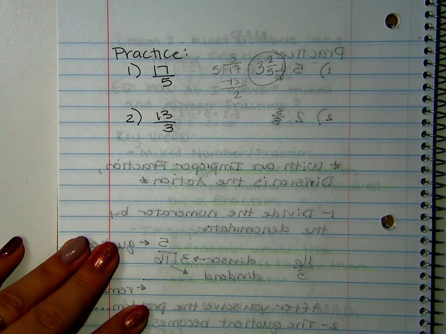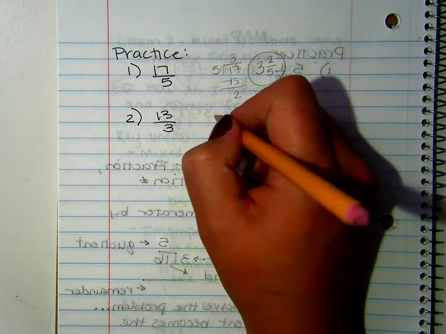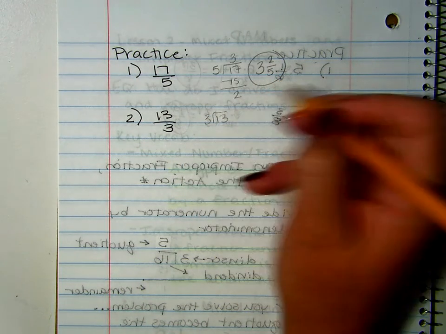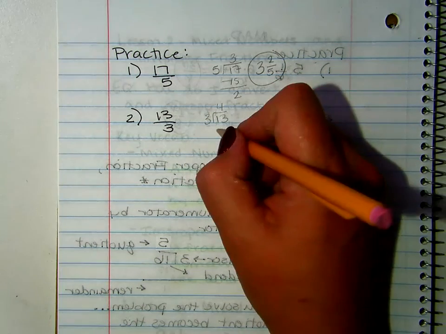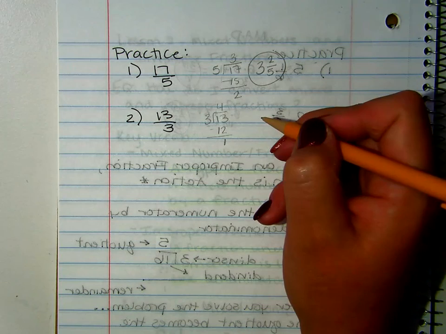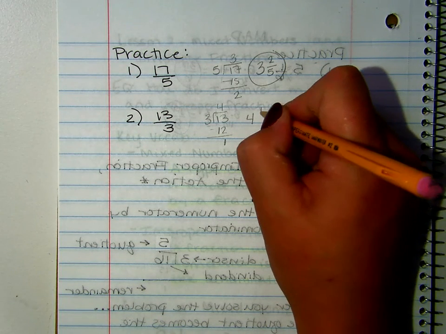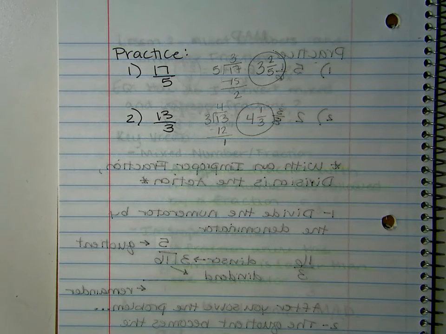All right, awesome. Here we go. So once again, we are going to go 3 into 13. 3 can go into 13 4 whole times. 4 times 3 is 12. 13 minus 12 is 1. So now I get 4 as my whole number, 1 as my remainder, and 3 as my denominator. My answer is 4 1/3.